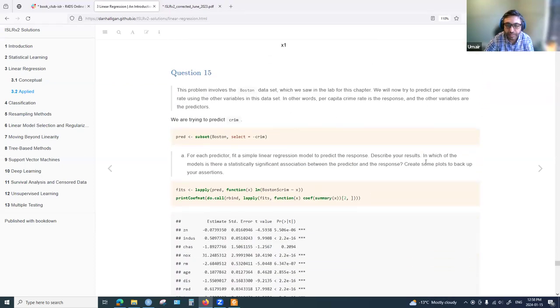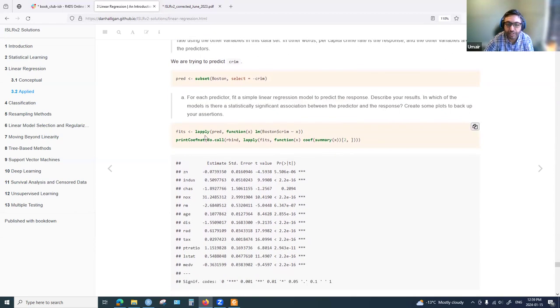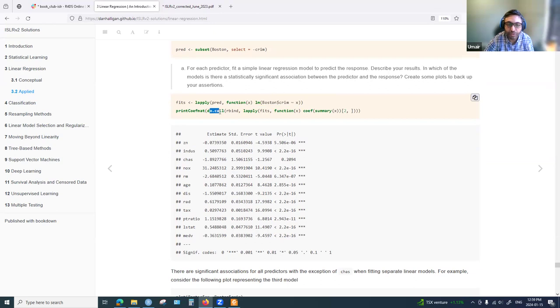Question 15 is about the Boston data set. Predict per capita crime rate using the other variables in the data set. In other words, per capita crime rate is the response, and the other variables are the predictors. So we fit the model separately for each of the predictors. So this is essentially fitting the model for each x separately, and then using do.call, we then print the coefficient matrix, and we see this result.